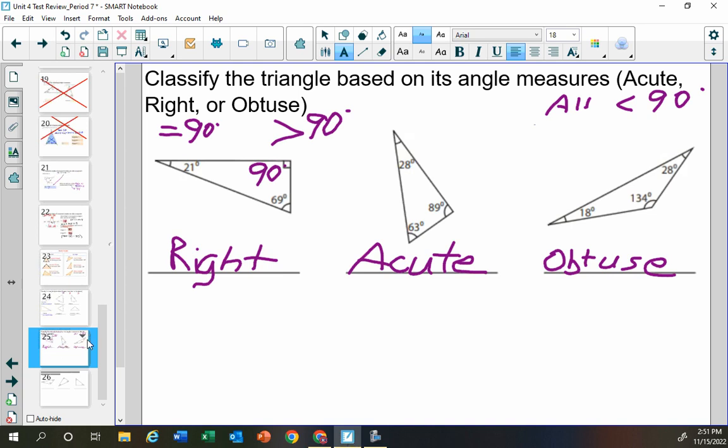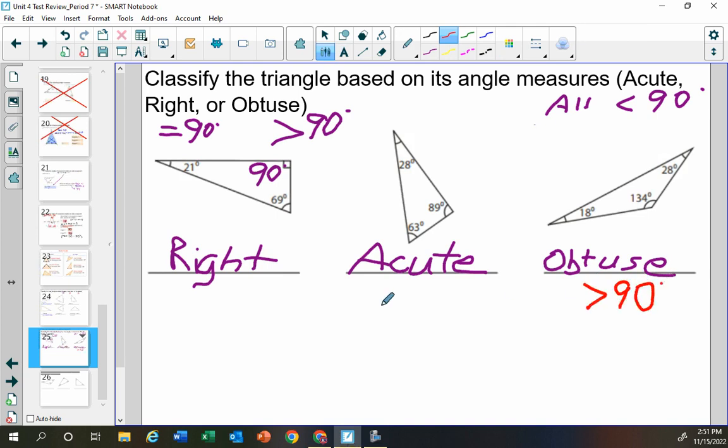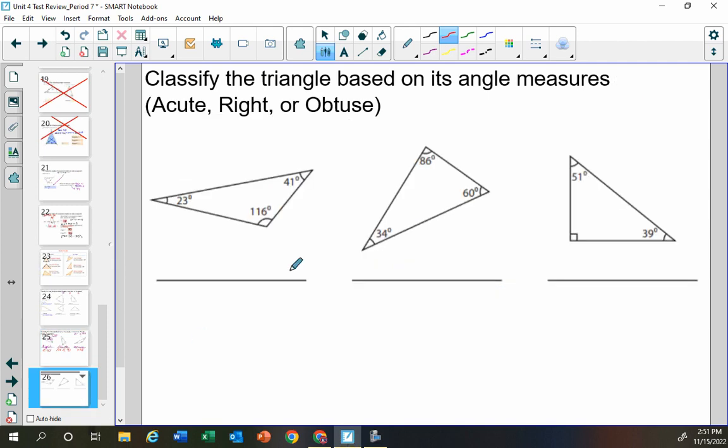All right. Last thing. Right angle, 90. Acute, all are under 90. Obtuse, greater than 90. So we did this one yesterday. All less than 90. We're going to just talk about it real quick on the back, the very last one.